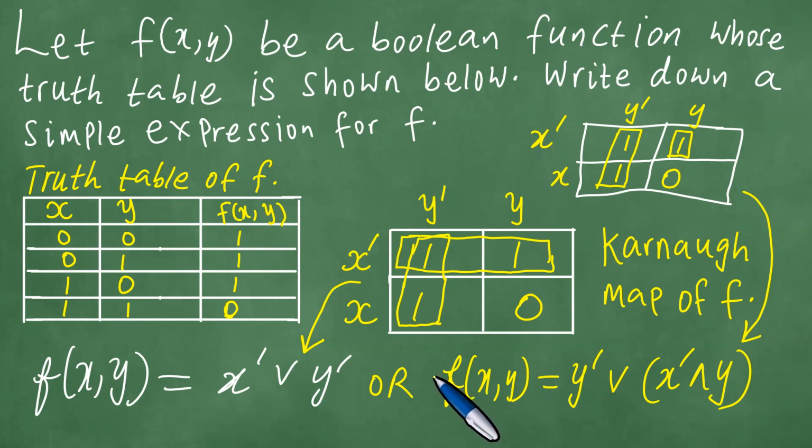Because these functions yield the same truth table, okay? They produce the same truth table. So yeah, we have that, and we are done with the discussion on these Boolean functions.